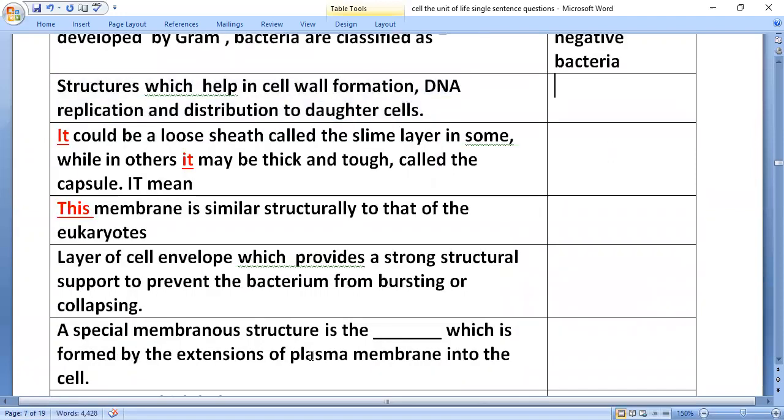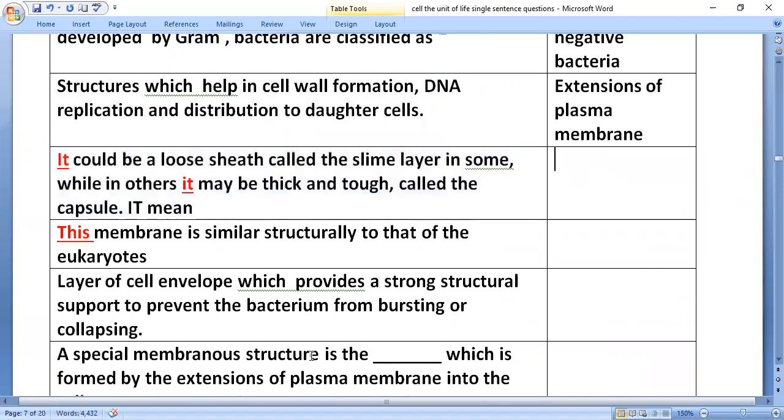Structures which help in cell wall formation, DNA replication and distribution to daughter cells are extensions of the plasma membrane. The glycocalyx could be a loose sheath called the slime layer in some, while in others it may be thick and tough, called the capsule.